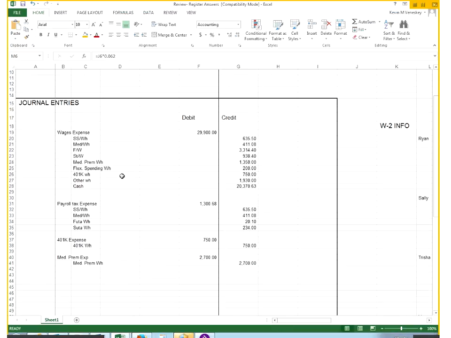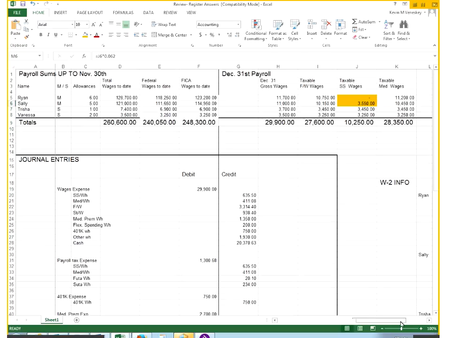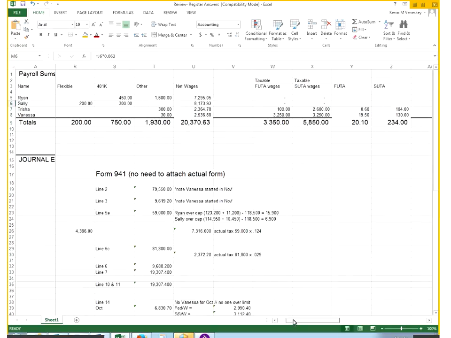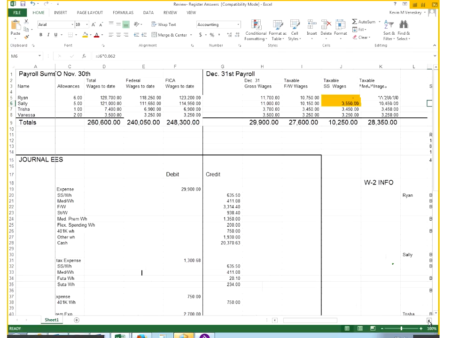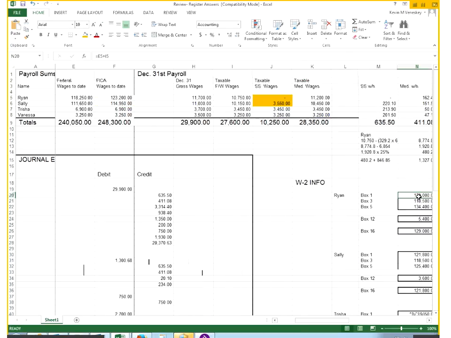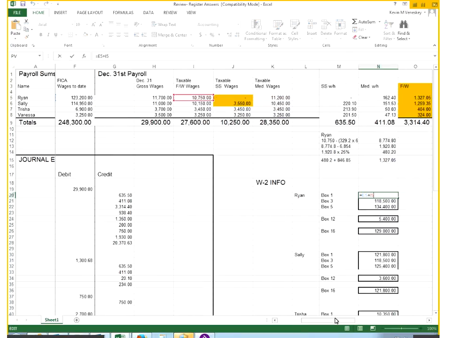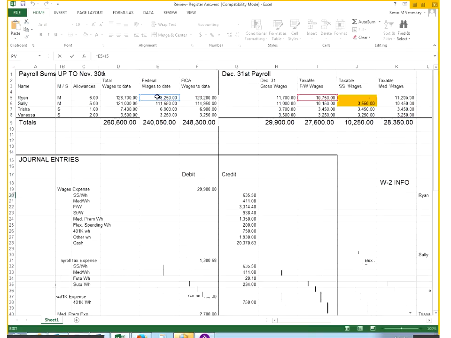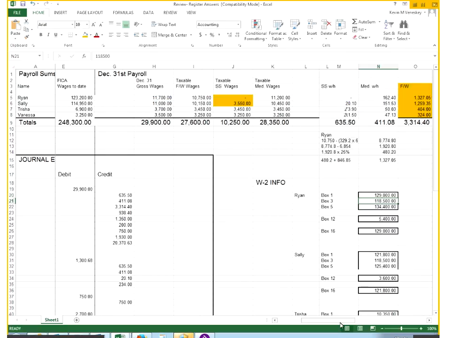Now, when we got to the journal entries, you should already be familiar with those. The W-2, so what I've done here, for box 1, simply taking how much they have earned thus far, federal wages up through November, add in this current year's wages, and that's it.